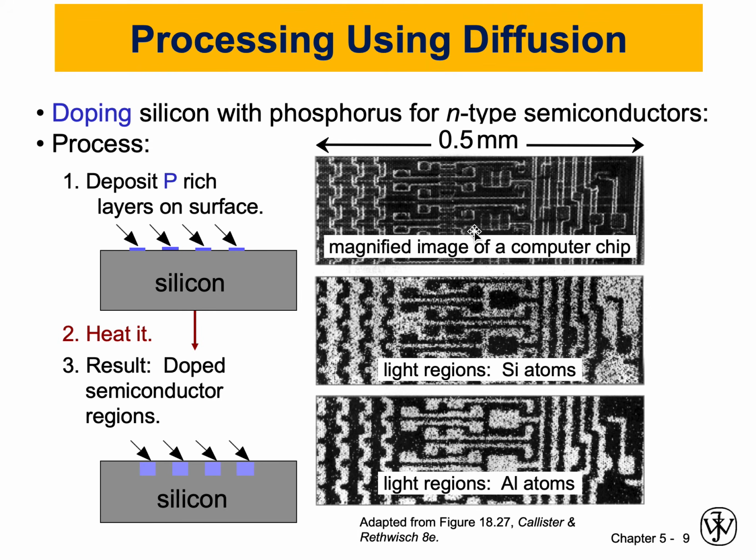These are examples of how we're using silicon atoms and aluminum atoms to create a semiconductor. I hope that this video illustrated two applications, two examples of processing that we use in solids and metals, benefiting from diffusion.